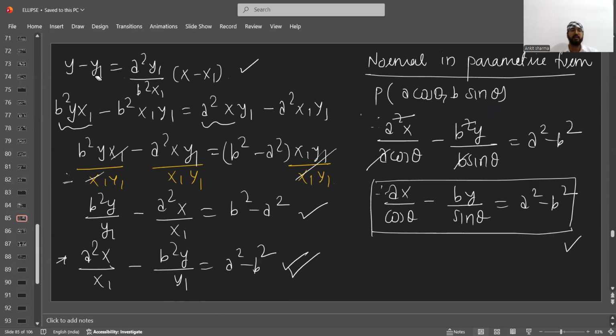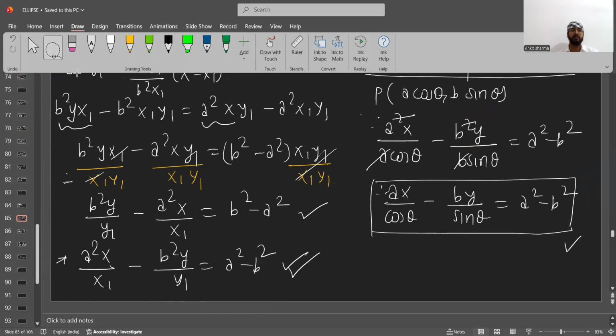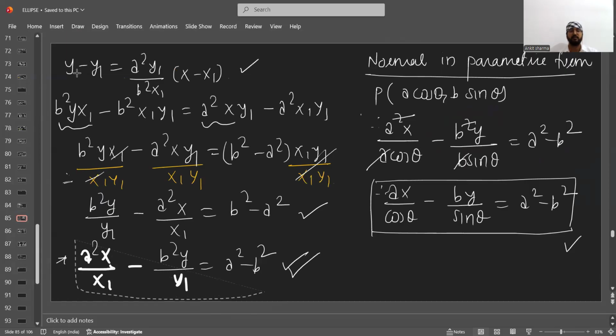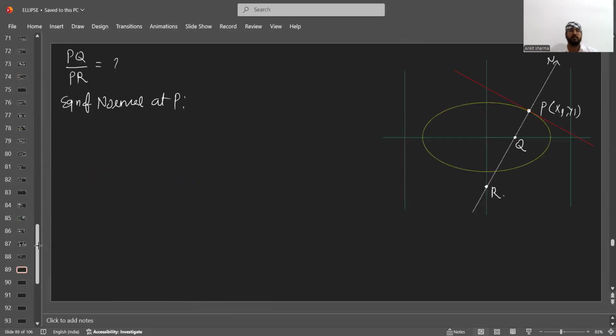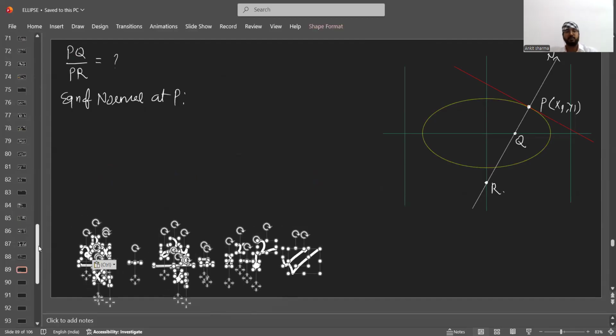So I'll be having here a square x over x1. So I'll just simply select this instead of writing. My equation of normal happens.